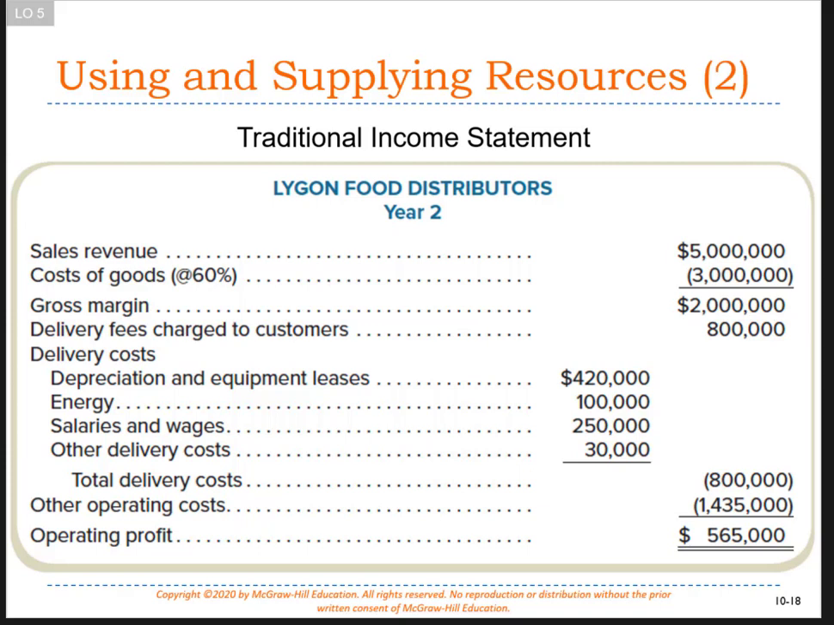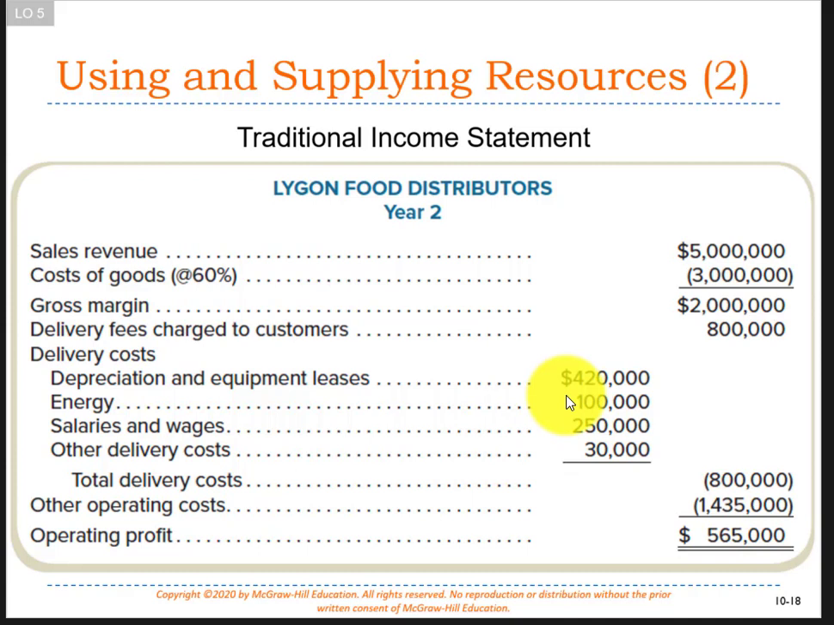So we'll take a situation where there is this delivery cost for our food distributor. Okay, we're not going to mess around with this sales revenue and cost of goods sold kind of stuff. And we have these delivery fees charged to customers. That's what we're getting in, right? And right now, our total delivery costs equal our delivery fees charged to customers. That's just the way it is. And then we're ignoring the other things. So we're really focusing in on these delivery costs.